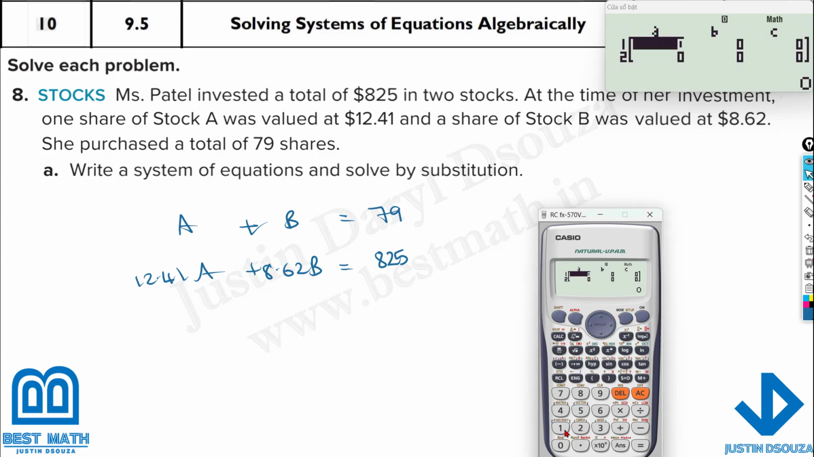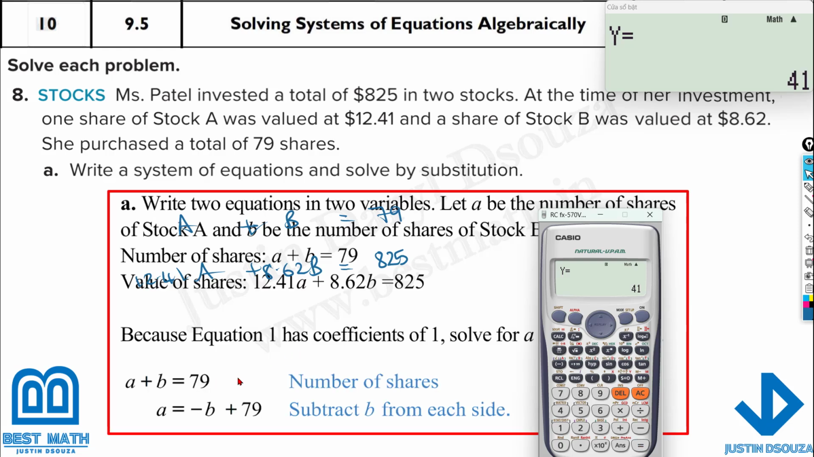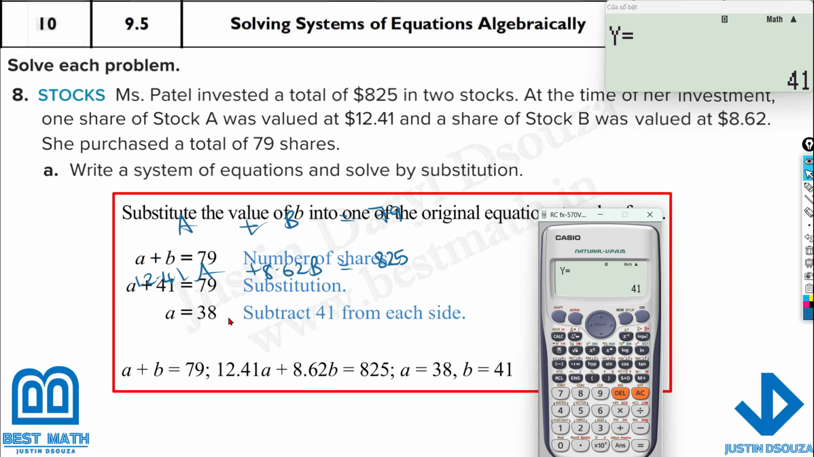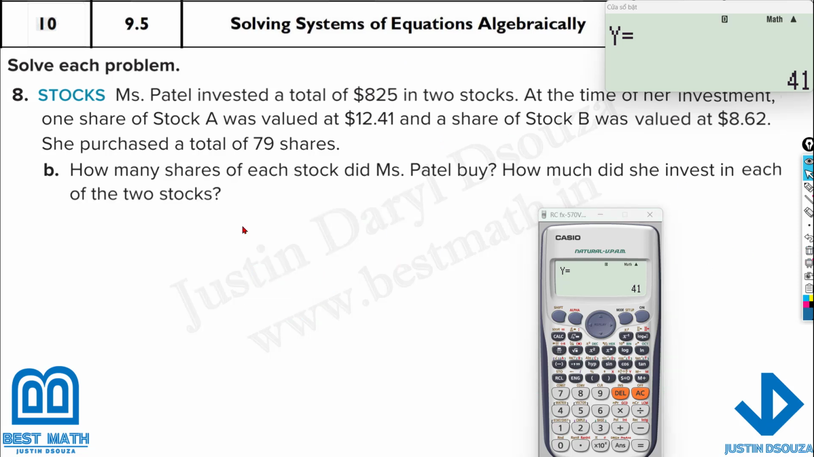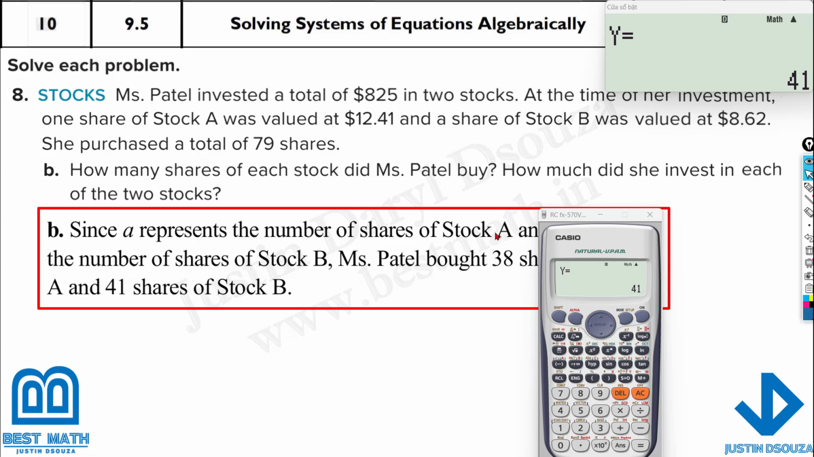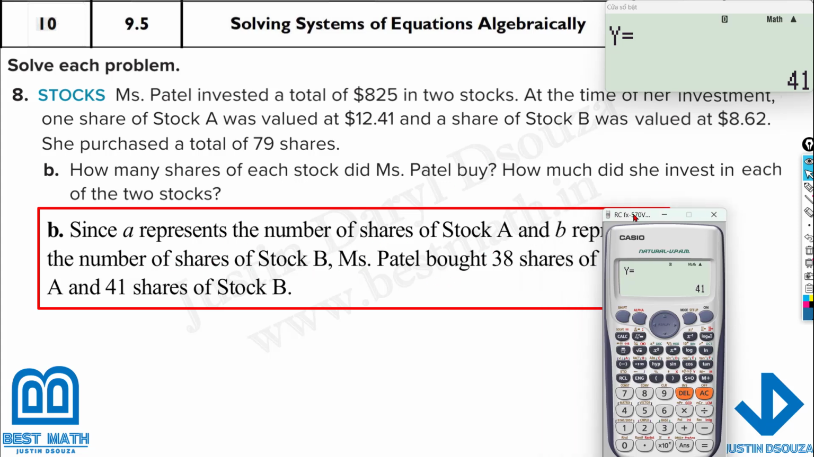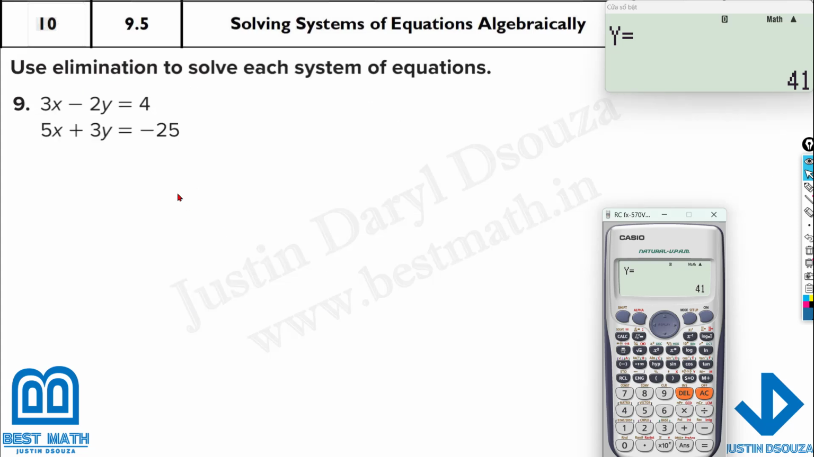So this is how we write these simultaneous equations, and we can go Mode 5, 1. We'll solve this: 1, 1 and 79, then 12.41 and 8.62, and then 825. So the answer is 38 and 41. There were 38 of stock A and 41 of stock B purchased from this money. This just tells us which stock and how much was purchased. That's it. The details are there.